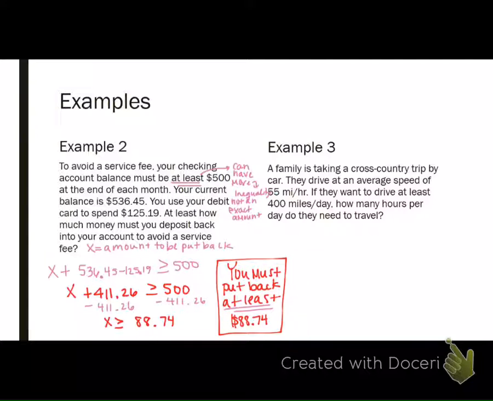Okay, so a family is taking a cross-country trip by car. They drive at an average speed of 55 miles per hour. If they want to drive at least 400 miles per day, how many hours per day do they need to travel?